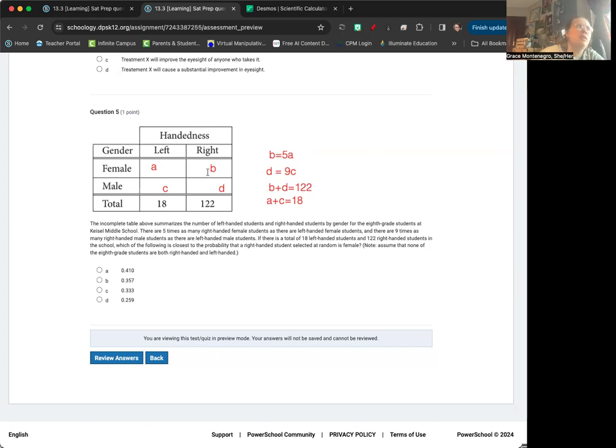Specifically B, I want to know B. I don't know if I'm doing the most useful step first, but B plus D equals 122. Well, I can subtract D from both sides and say B equals 122 minus D, right? Once we know how many right-handed female students there are, that will be the same thing as the total minus right-handed male students. So now we have an alternate name for B. We can put it in there. That's not super helpful, is it?